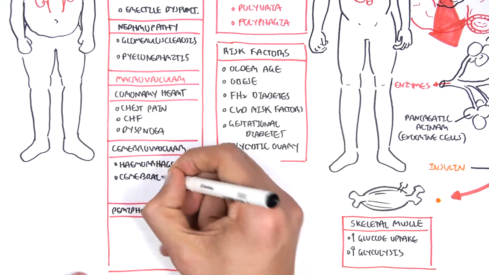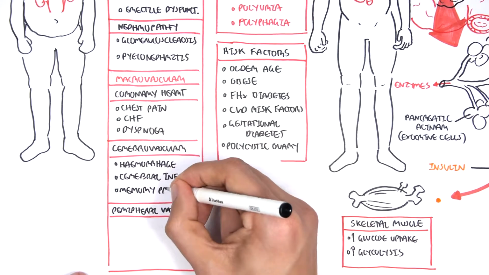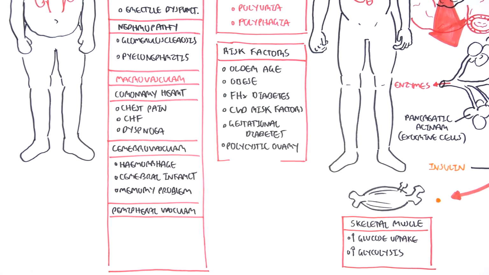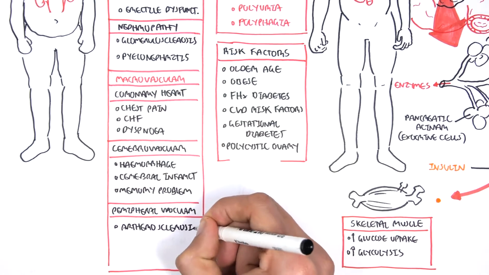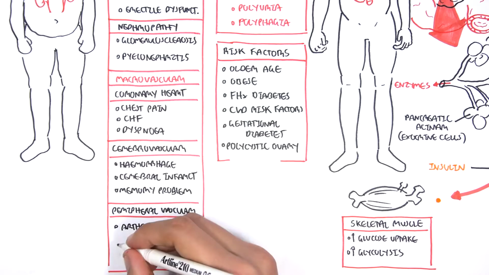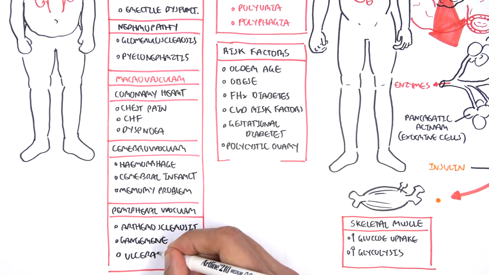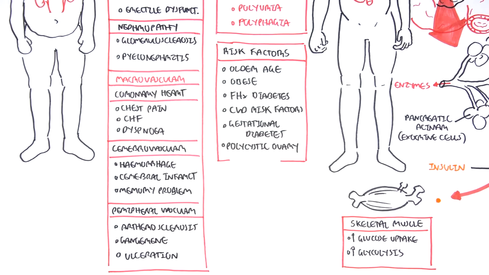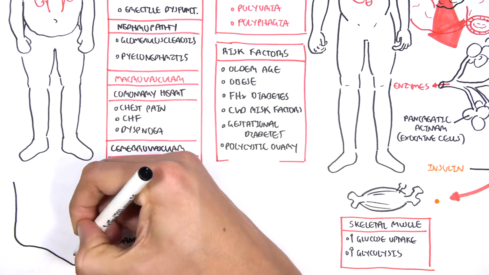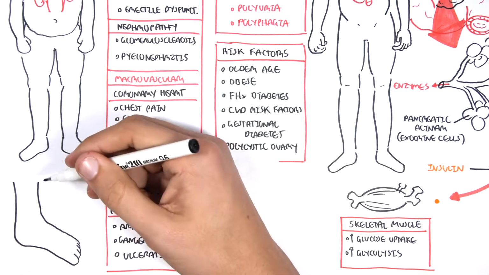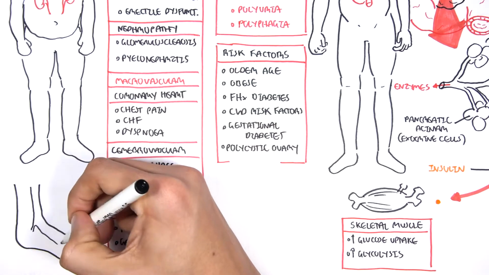Cerebrovascular complications can result in hemorrhages, cerebral infarcts, and memory problems. Peripheral vascular disease complications include atherosclerosis, gangrene, and ulcerations. It is very important to have regular foot checks in a patient with diabetes, as loss of sensation together with a compromised vascular supply can lead to some serious problems in the peripheral tissue.